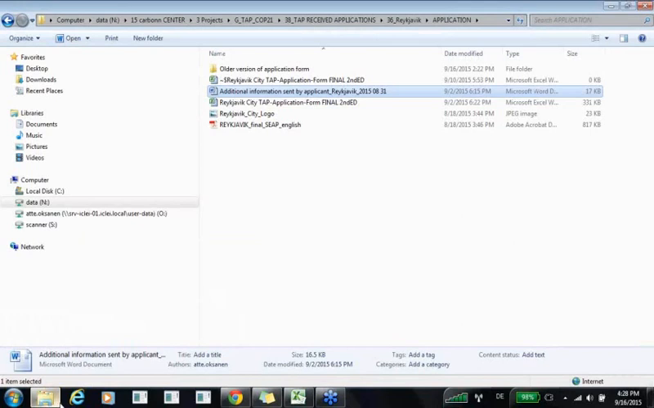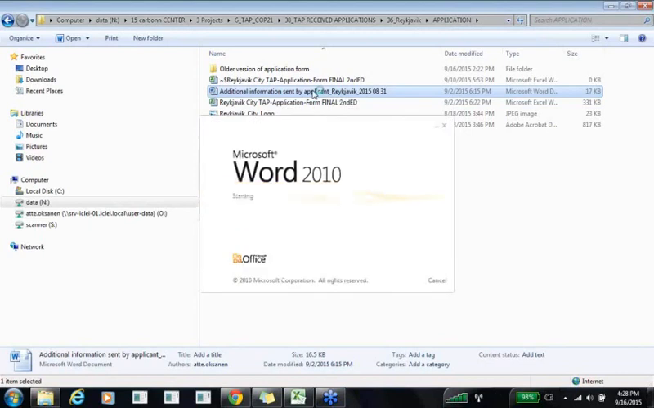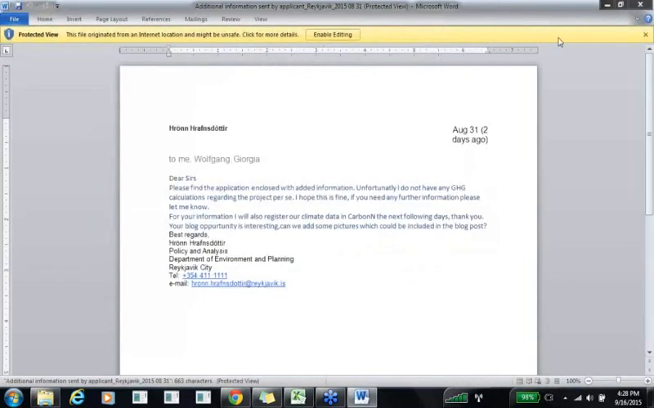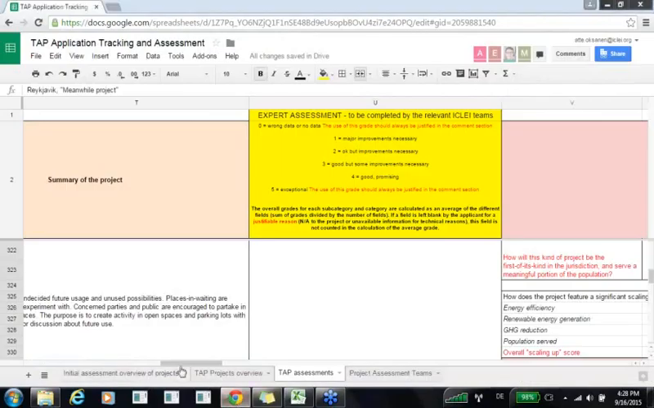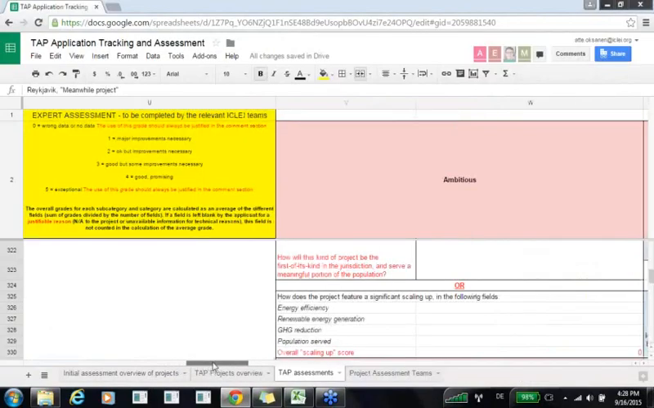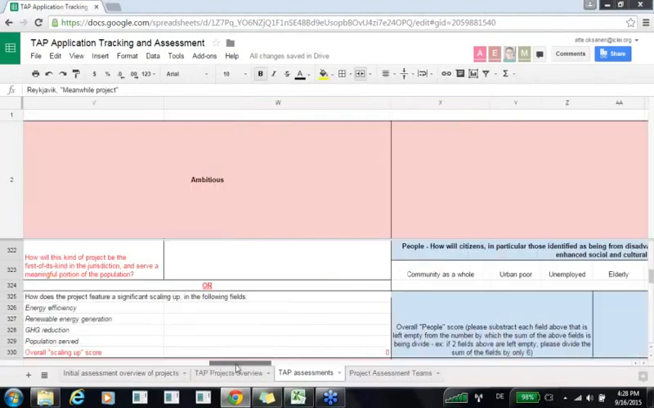And how you can find out about this is that each time the applicant has sent us additional information about missing fields, we've stored this information in their application file on Samba, usually in documents entitled additional information sent by applicant, for instance. And here you would see that Reykjavik explained that they could not fill out some of the data for whatever reason. All right, so this is important so that we don't penalize our applicants for no reason.